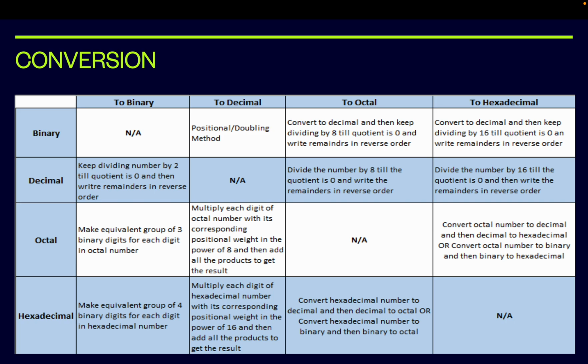Similarly, if we want to convert any decimal to octal, then in the similar way we will divide it by 8 and write all the remainders in reverse order, that is bottom to top. For hexadecimal, we are going to follow the similar process. We will divide it by 16. If we are going to convert any octal number to binary, we will make groups of 3.